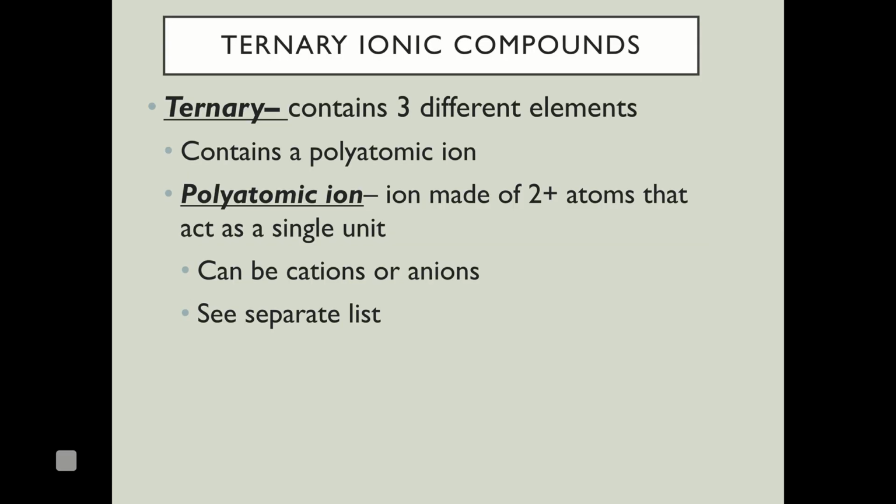All right, last group are ternary ionic compounds. Ternary compound, as we talked about last unit, is where you have a compound with 3 different elements.